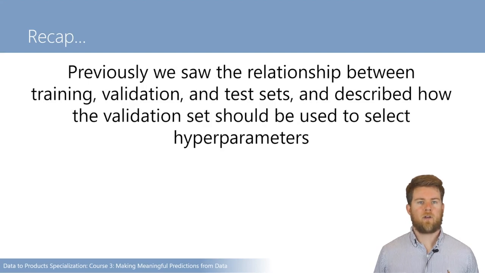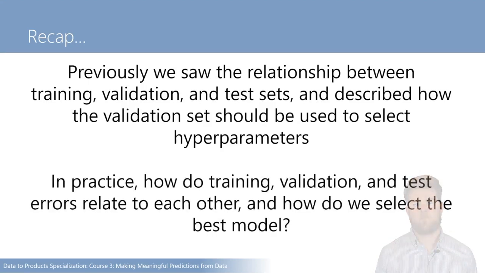Okay, so to recap what we previously saw, we showed this relationship between validation, training, and test sets, and we described how we can actually use the validation set to select model hyperparameters. The question is, in practice, how do we take these training, validation, and test errors, see how they relate to each other, and use that to guide us to select the best model?